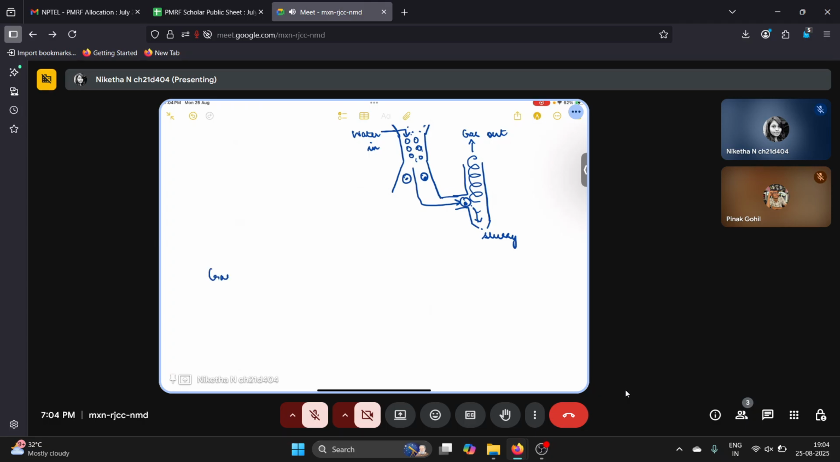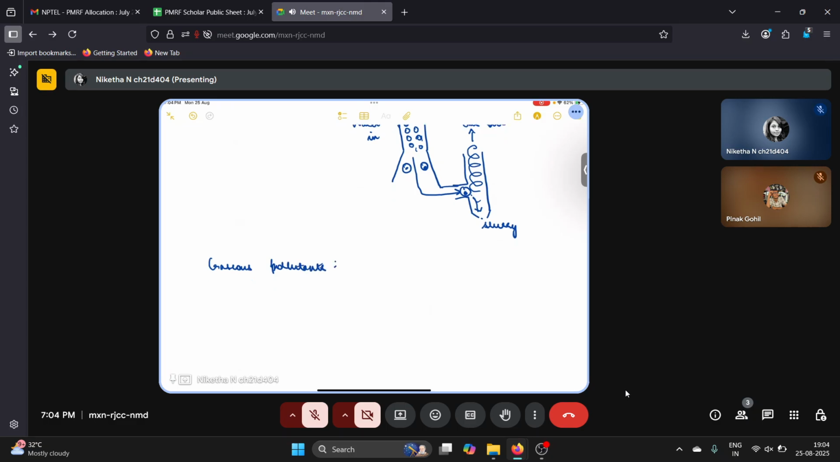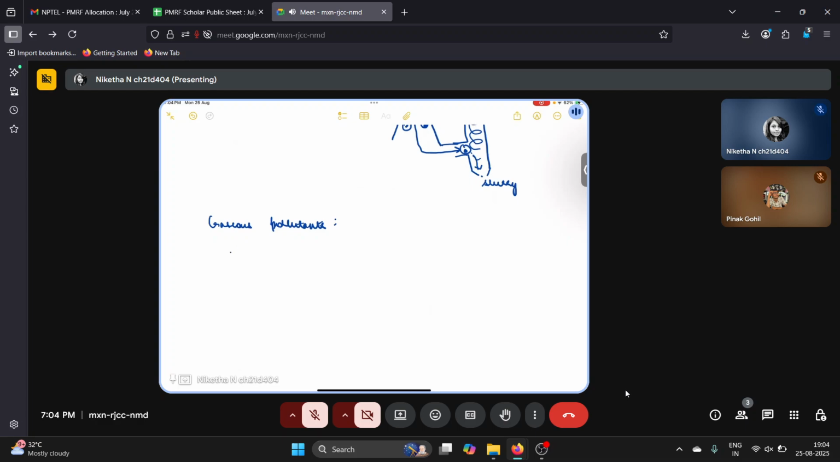So coming to gaseous pollutants. The first method is by absorption. Can you tell me what's the difference between absorption and adsorption?